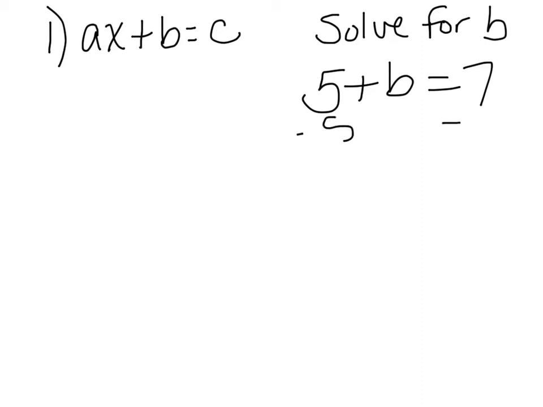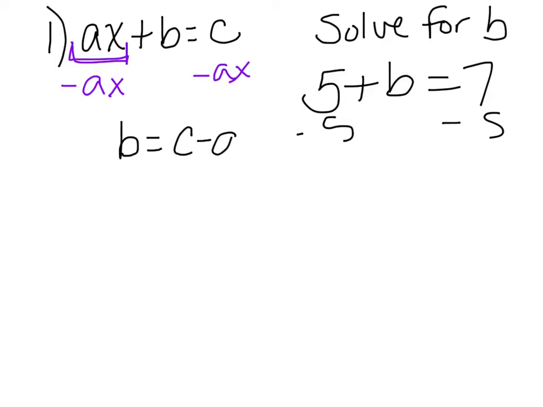Well, you'd subtract 5. So what you want to do is move this whole ax to the other side. So how do you move a plus ax? You just take the entire clump of letters and move it over by doing the opposite. The opposite of plus ax is subtract ax. Subtract ax. That would give me b equals c minus ax. Is the b by itself? Yes. There's your answer.